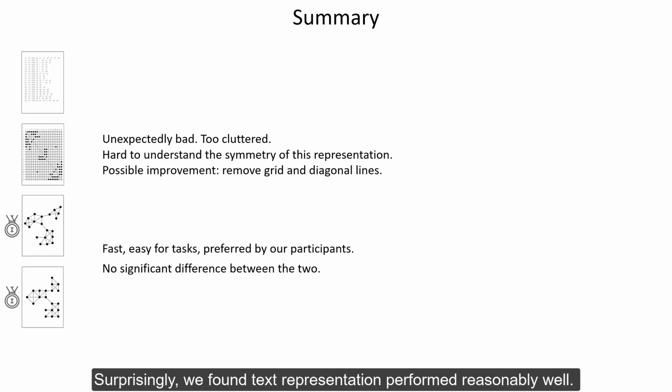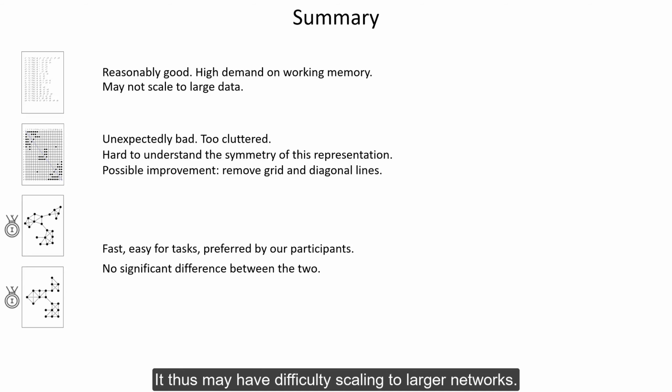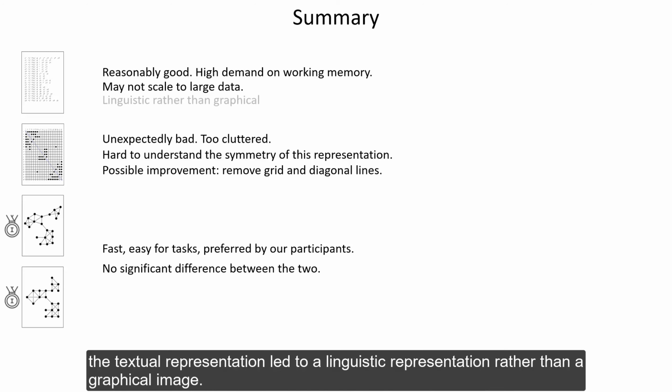Surprisingly, we found text representation performed reasonably well. However, participant comments revealed that it placed a higher demand on working memory. It thus may have difficulty scaling to large networks. Interestingly, one participant reported that the textual representation led to a linguistic representation rather than a graphic image.